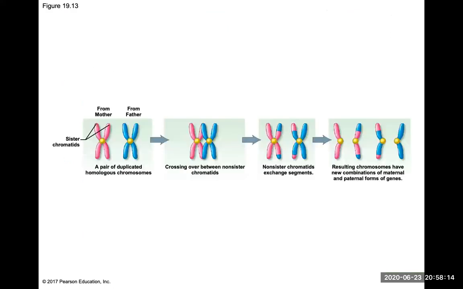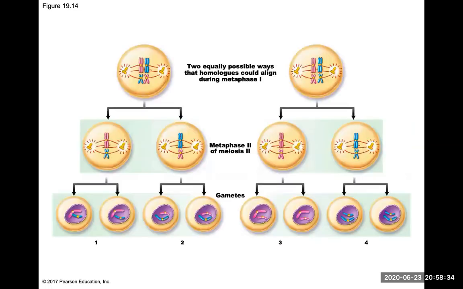This is showing how crossing over occurs between non-sister chromatids, and you can see where crossing over occurred with a specific gene sequence or portion of that chromosome, and then it'll result in chromosomes that have a new combination of maternal and paternal forms of genes. So this is showing 2 equally possible ways that homologs could align during metaphase 1, and then showing in metaphase 2 how you would get different possible combinations depending on how they align.